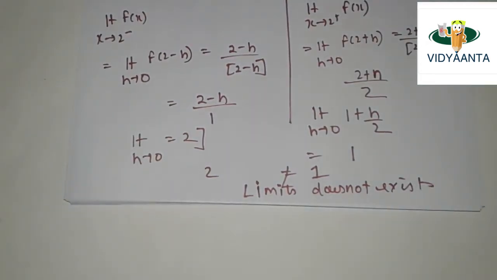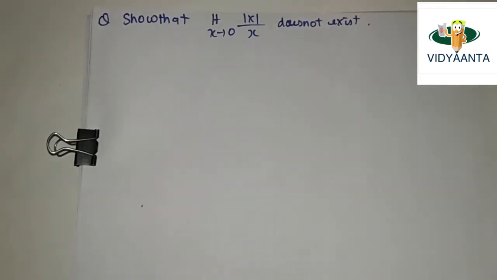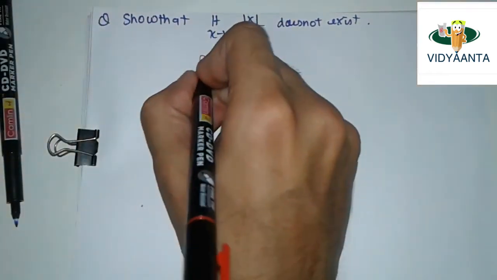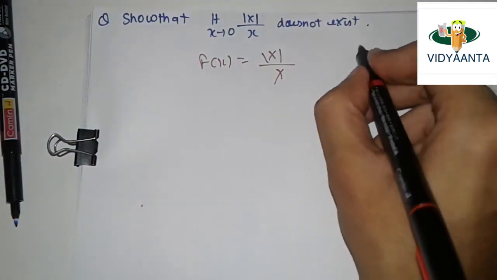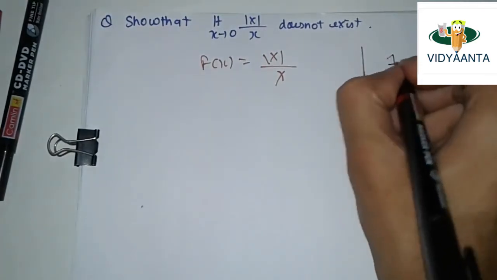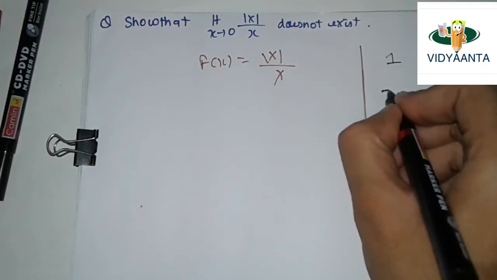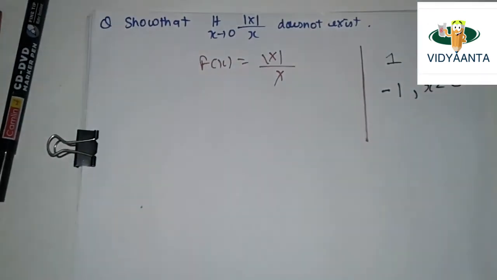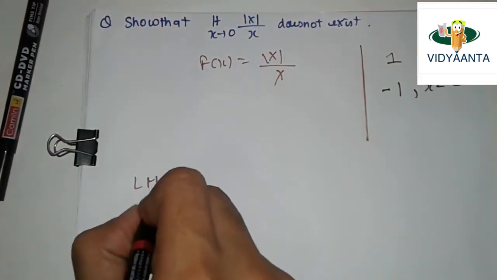Now the second question. Our second question is, show that the limit of x tends to 0 of mod x upon x does not exist. Here I will tell you one thing. Here f(x) is equal to mod x upon x. I will tell you about the property of mod x. The value of this will be equal to 1 if x is greater than 0 and its value is equal to minus 1 if x is less than 0. Are you getting this?